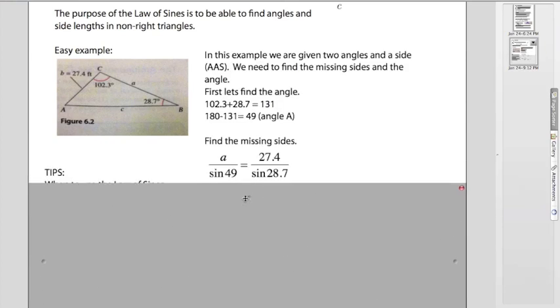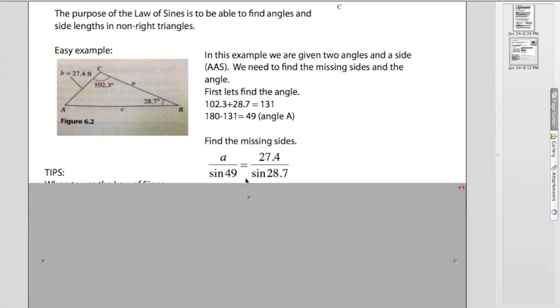So what I'm going to do first is identify which pair of side and angle I have. Well, we have side length b, which is 27.4, and we have angle B, which is 28.7. So I'm going to set up my problem. I'm going to find side length a first, because I just figured out angle A. I could have done c first. These two parts could be done interchangeably because it doesn't really matter.